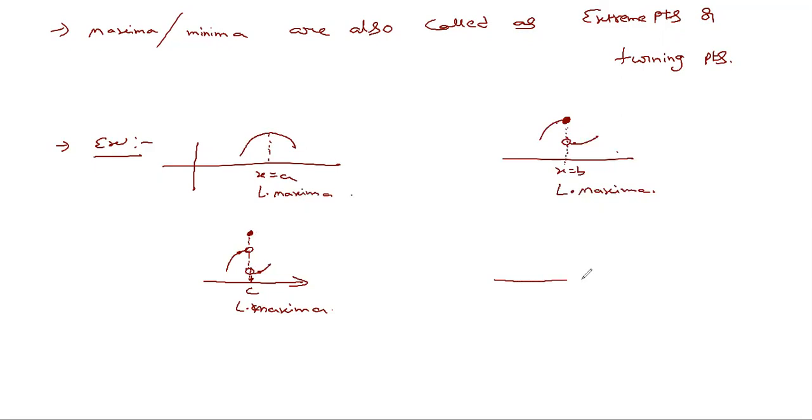Then I'm considering this is d. What about d? Then also it is local maxima. Why? Because f of d plus is smaller, f of d minus is also smaller than f of d. So it is local maxima.